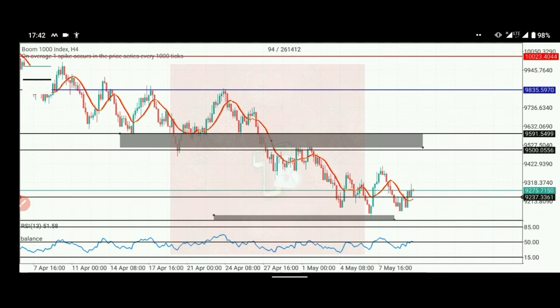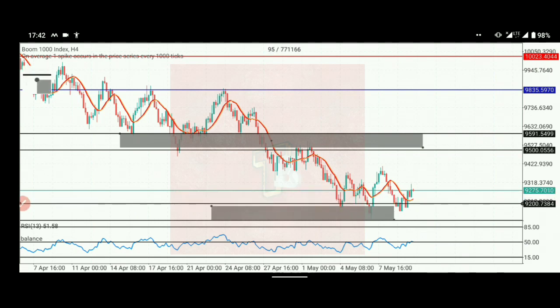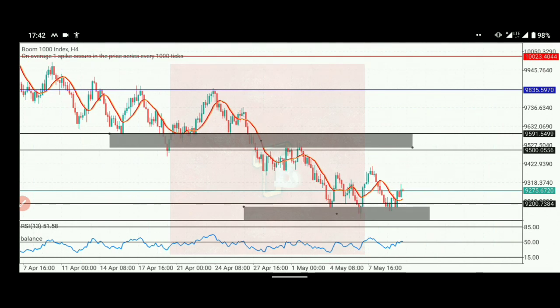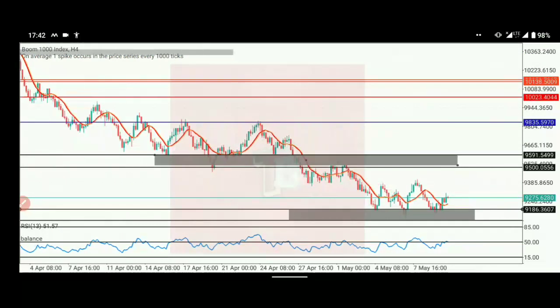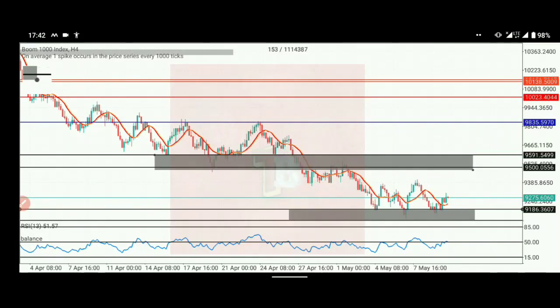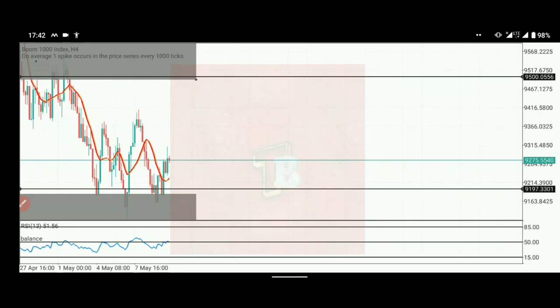We have another one down here. Sorry about that, that was a mistake. All right, we have another one right here. So once the market hits this point, we look for a buy entry, and same thing when the market hits it, we look for a sell entry.